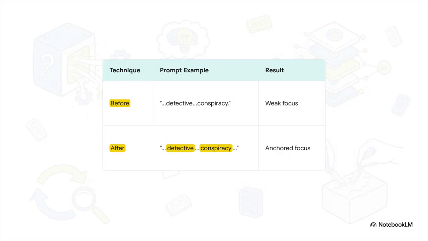Let's see how this works with a technique called attention anchoring. The first prompt, it's kind of weak, because the key ideas are just floating around. But in the second one, we create anchors by repeating and emphasizing detective and conspiracy. This basically screams at the AI's attention specialists, hey, this is what you need to focus on. And the result is a much richer, more focused story.